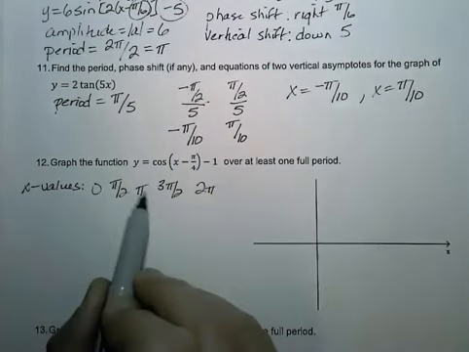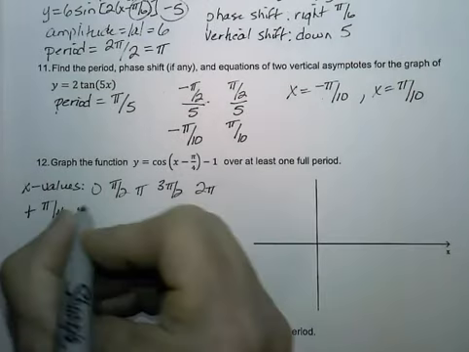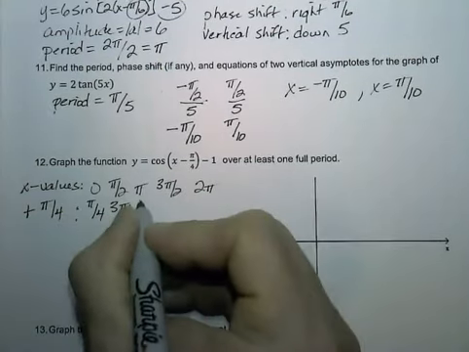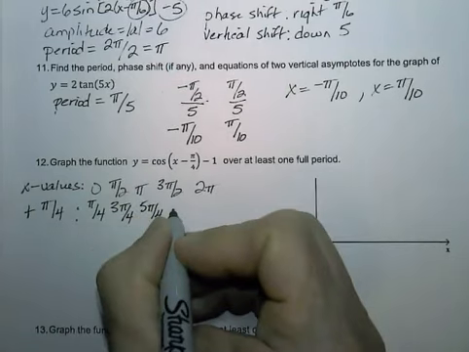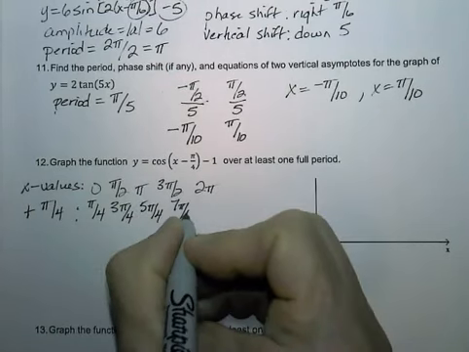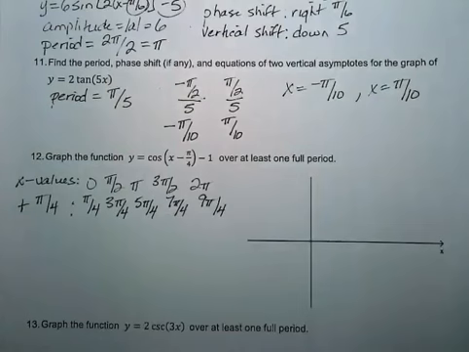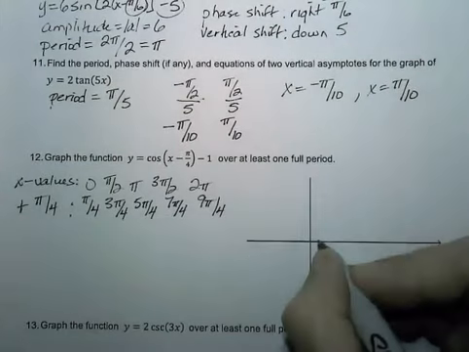That means for our x values, we actually want to add pi over 4 to each of our x values. That's going to make this pi over 4. This is 3 pi over 4. This would be 5 pi over 4. This would be 7 pi over 4. And this would be 9 pi over 4. That's the locations of our 5 key points.